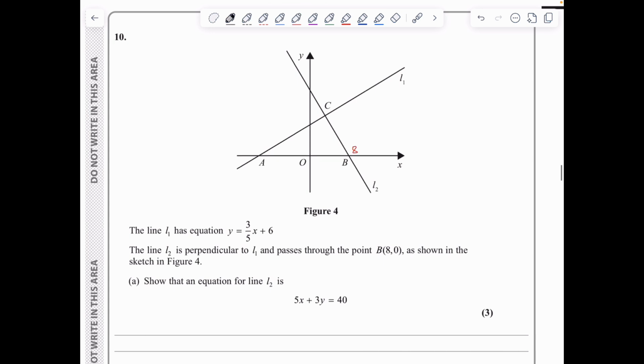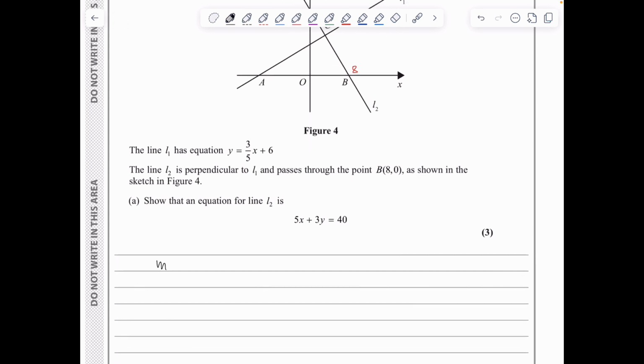Well, we know that the gradient of L1 is simply 3 over 5 because the equation of L1 is of the standard form y equals mx plus c. And I can infer the gradient of L2 by the fact that the two lines are perpendicular, and we know that the two gradients need to multiply out to -1. So what I do, I flip the gradient and I change the sign. So the gradient of L2 is minus 5 over 3.